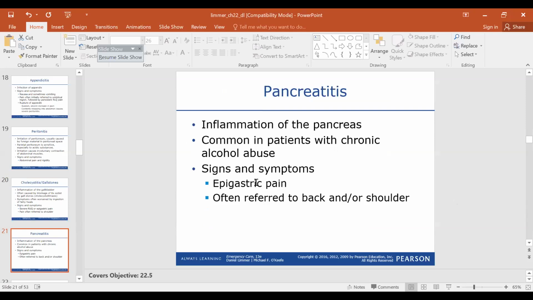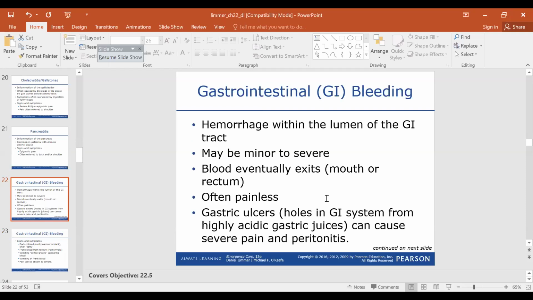Pancreatitis just means that the pancreas is inflamed. There are different conditions, different issues that will cause the pancreas to inflame and get irritated. Because it is on the top portion of the stomach, you're gonna have epigastric pain. Remember, epi means above, gastric, we're talking about the stomach or the GI system. So epigastric pain, above the stomach, on top of the stomach, often referred to the back and/or shoulder pain.